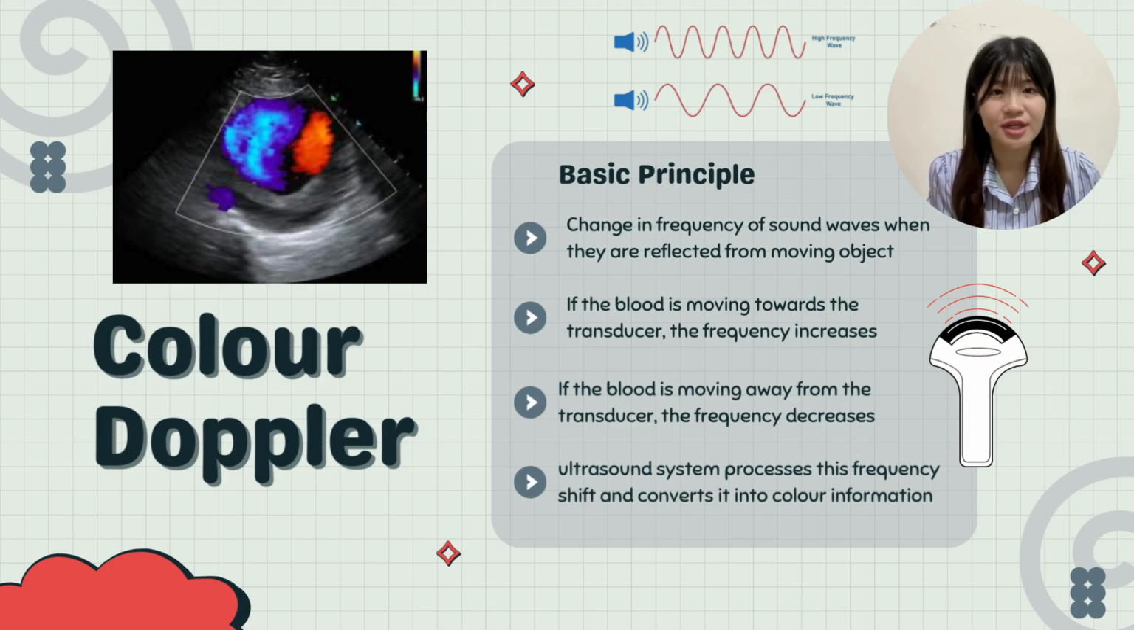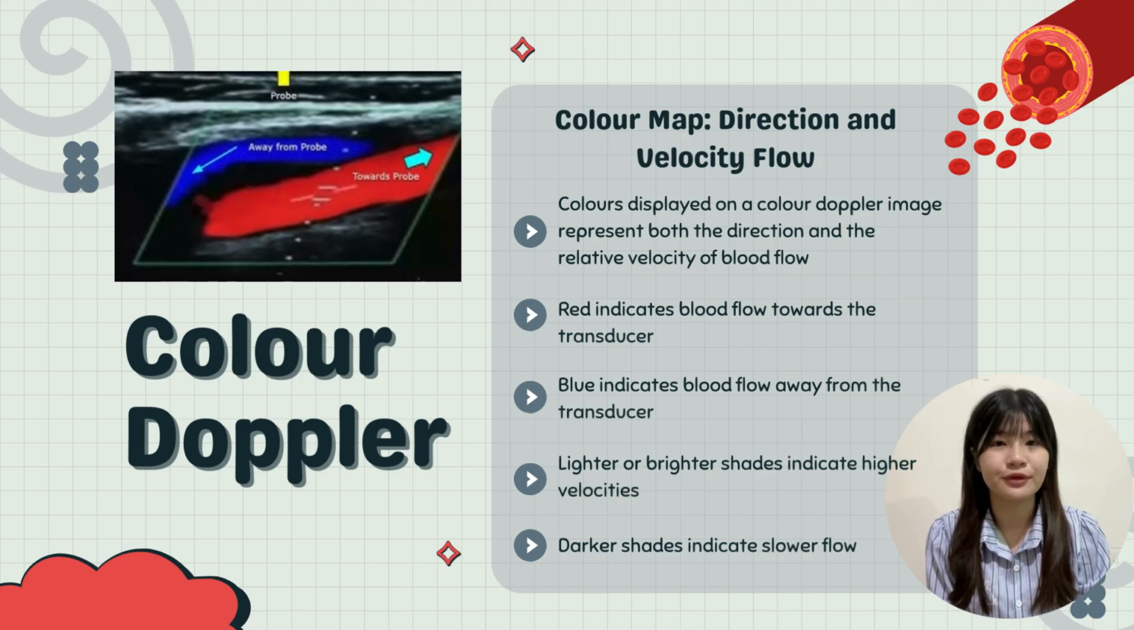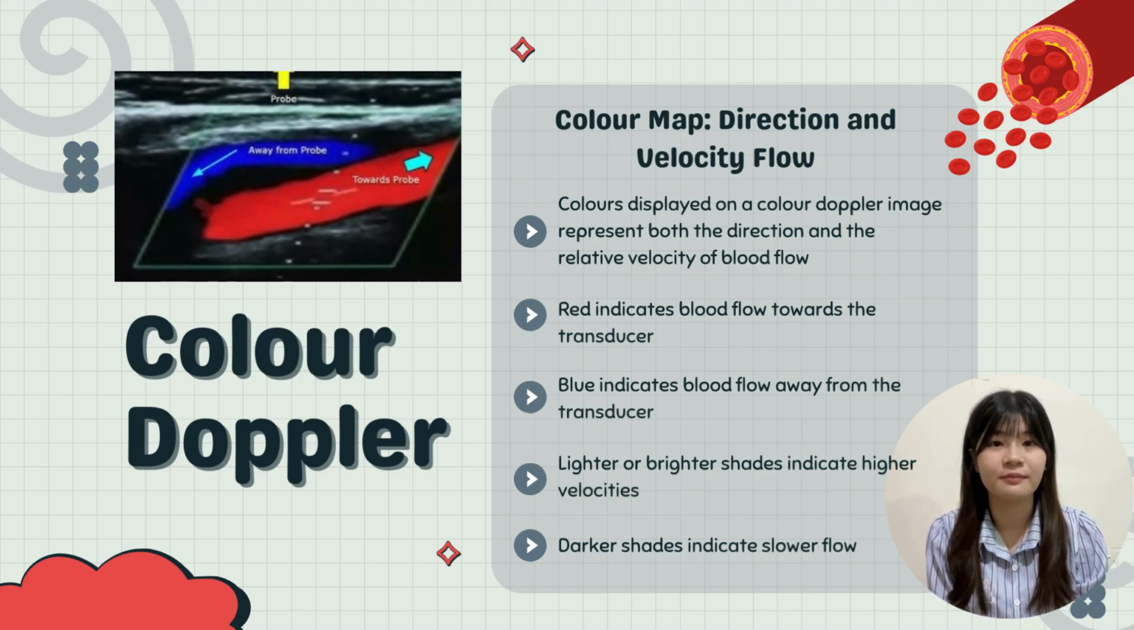When ultrasound waves are transmitted into the body and encounter moving blood cells, the reflected wave returns to the transducer with a shift in frequency. If the blood is moving towards the transducer, the frequency increases. However, if the blood is moving away from the transducer, the frequency decreases. The ultrasound system processes this frequency shift and converts it into the color Doppler image representing both the direction and the relative velocity of blood flow.